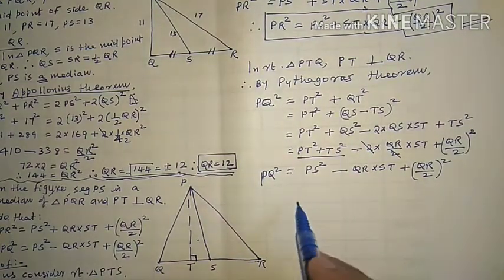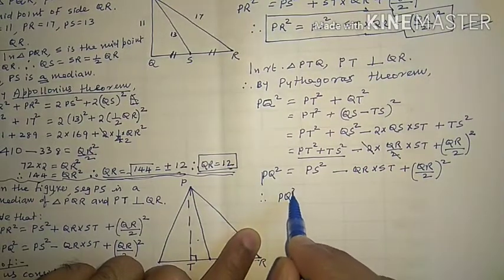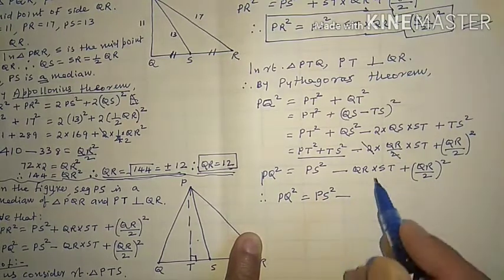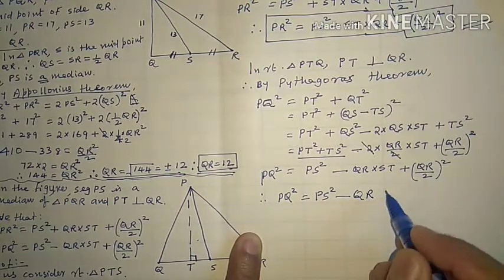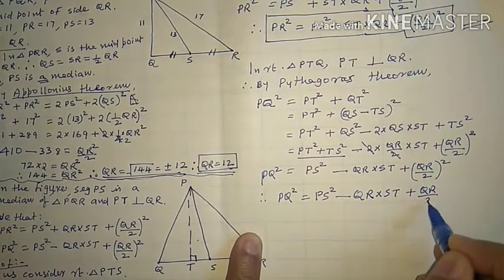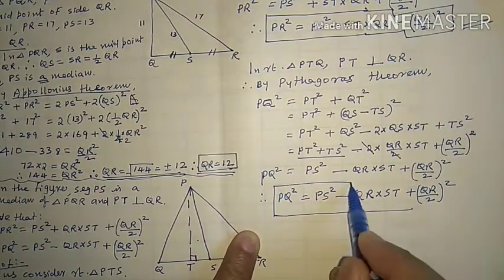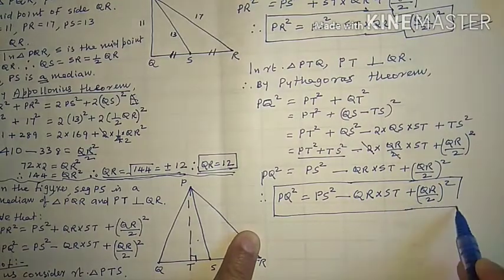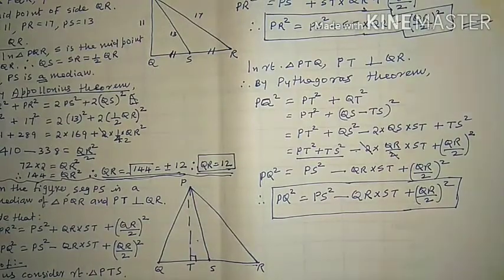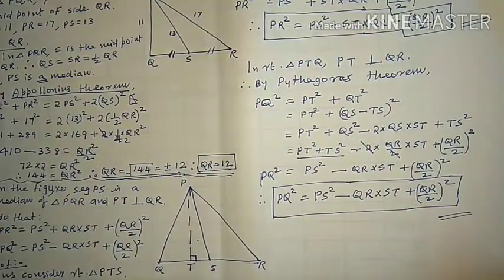Therefore, we conclude now this is the second one. Therefore, PQ square is equal to PS square minus QR into ST plus QR upon 2, the whole square. This is the second result what we require. First one is written here, second is written here. You can stop here nicely. First result is over, second result also is over. So we can stop here.